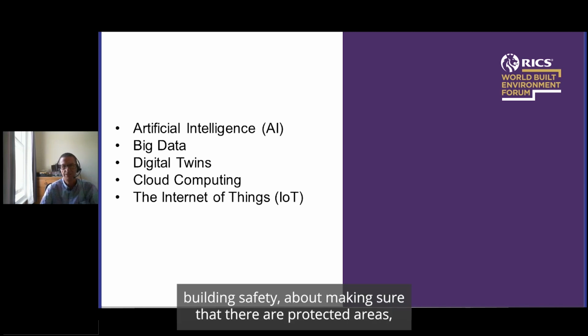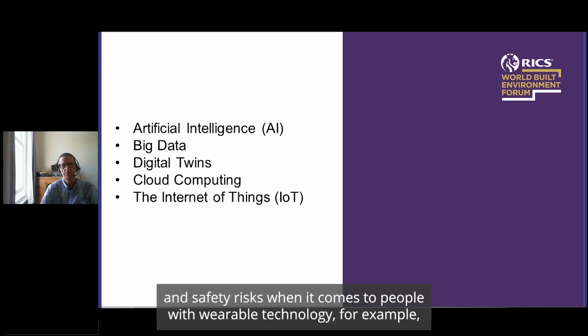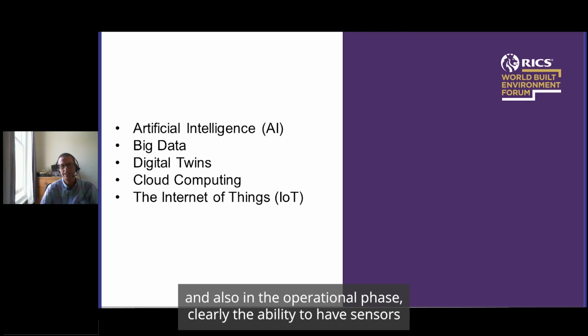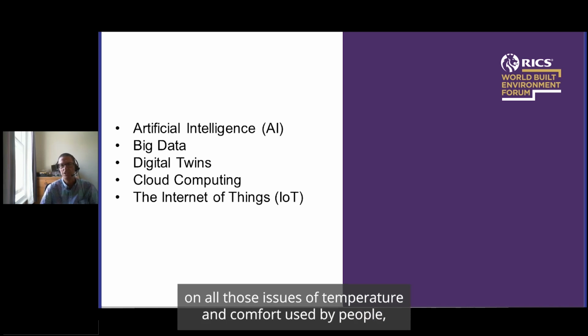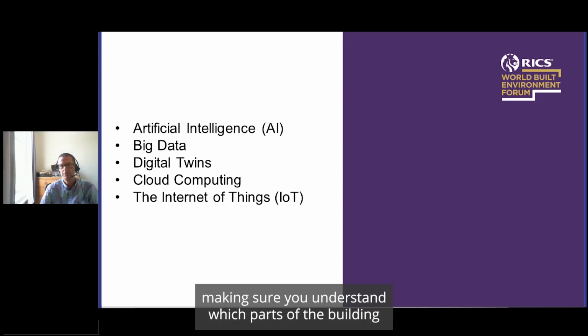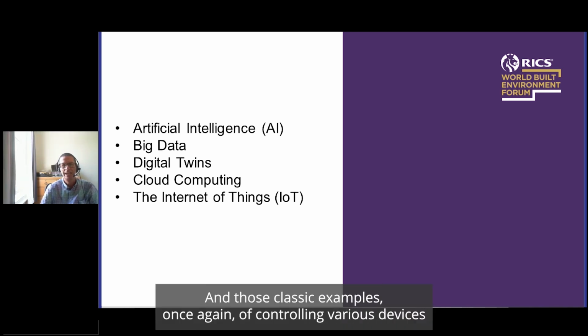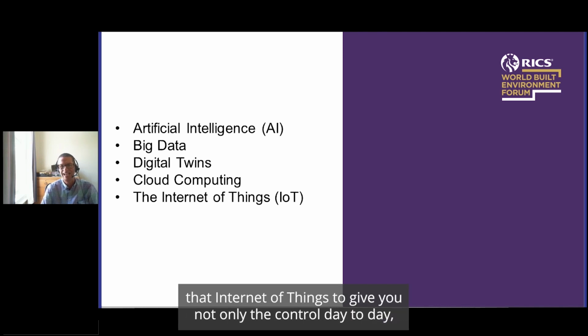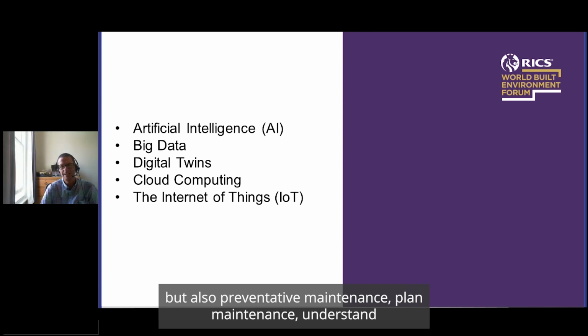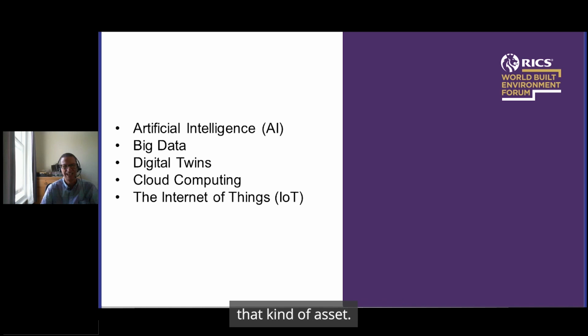In a construction cycle, that can be around building safety, making sure that there are protected areas, understanding some of the health and safety risks when it comes to people with wearable technology, for example. And also in that operational phase, clearly the ability to have sensors that are connected to your network to report on temperature and comfort, use by people, making sure you understand which parts of the building are being under and overutilized, for example, and those classic examples of controlling various devices in the building by using that feedback, those sensors, that Internet of Things, to give you not only the control day to day, but also preventative maintenance, planned maintenance, understanding how your equipment is working in that kind of asset.